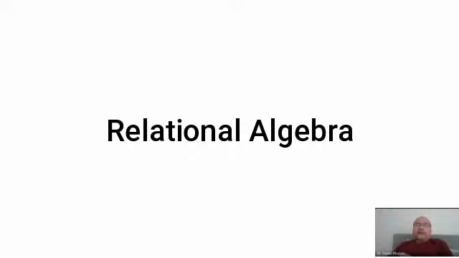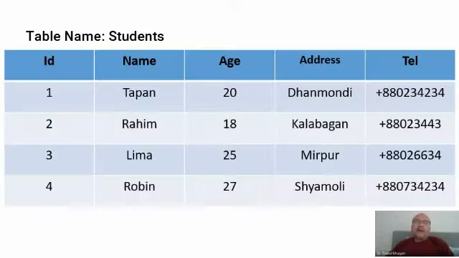Today, we'll talk about relational algebra. What is that? We are talking about database. Database means similar types of data we are organizing in structured form. Say, for example, I want to deal with some students' data. And for that, I create a table called student. There are many columns. One column is ID, another one is name, another one is age, address, telephone number, and so on. So if we have a table named student, then many pieces of information can be there.